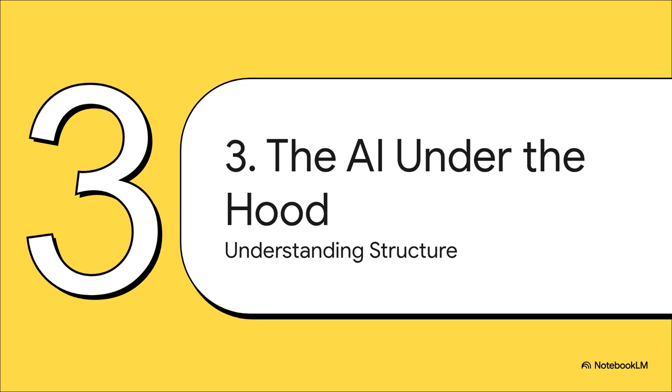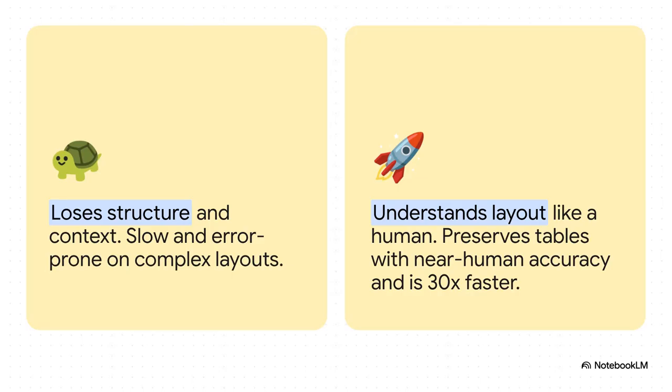Okay, so you're probably wondering, how does it actually do this? What's the magic trick? Well, it's not just another glorified file converter. Under the hood, Docling uses some seriously advanced AI vision models to, well, read a document, just like you or I would. And this is the absolute game changer. Traditional OCR tools, they just see a flat page of text. They have no idea that this headline goes with that paragraph. They just flatten everything out. Docling's AI, on the other hand, sees the layout. It understands the reading order, it preserves tables perfectly, and get this, it can do it up to 30 times faster.